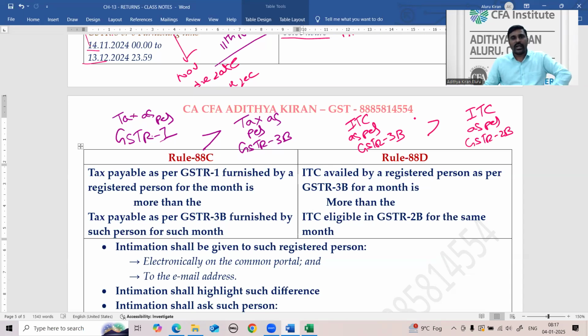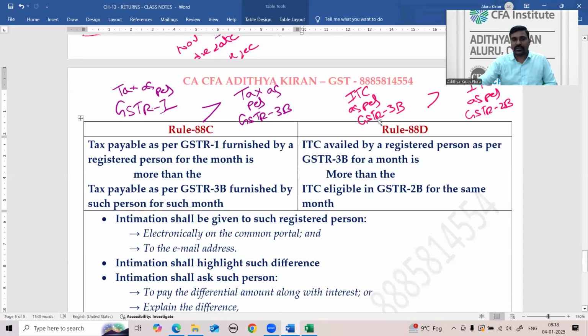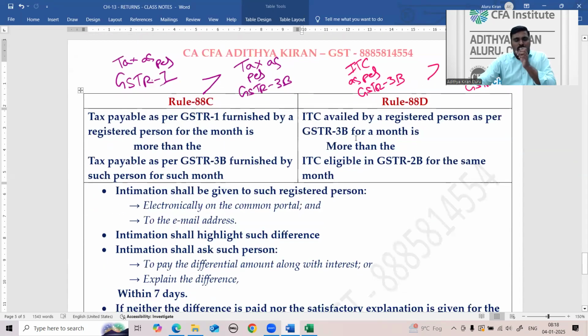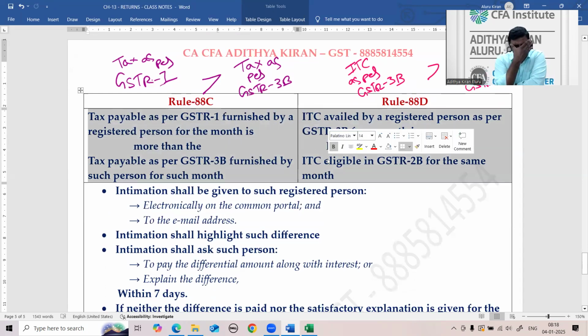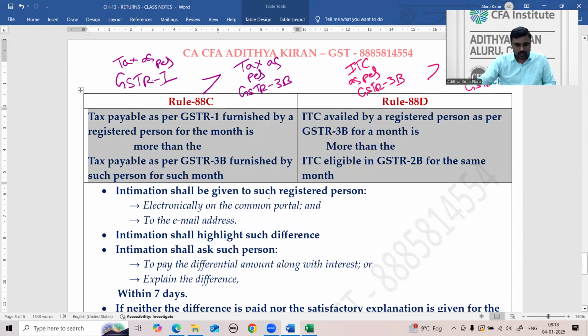Okay, so Rule 88C is used when the tax as per GSTR 1 is more than the tax as per GSTR 3B. Rule 88D is used when the ITC as per GSTR 3B is more than the ITC as per GSTR 2B. This is the reason for issuing intimation.